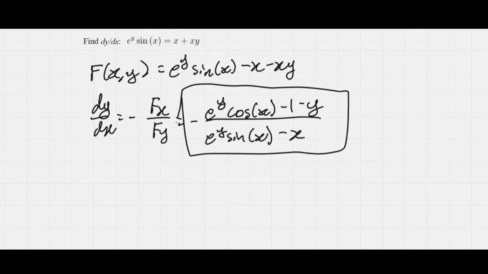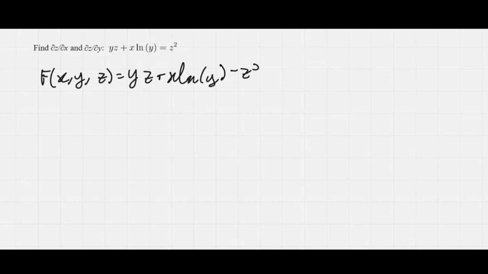Let's take a look at another example. All right, a little bit more complicated. We're asked to find del z del x and del z del y given the following equation, where we have yz plus x ln y is equal to z squared. All right. Again, we're going to create our function first, defined by x, y, and z. That's going to be equal to yz plus x ln y minus z squared, which is equal to 0. And so that's going to be our function.